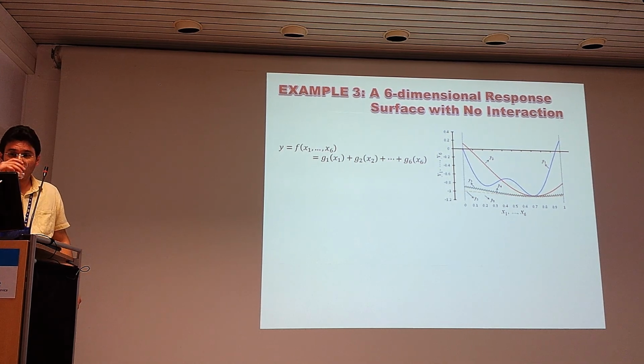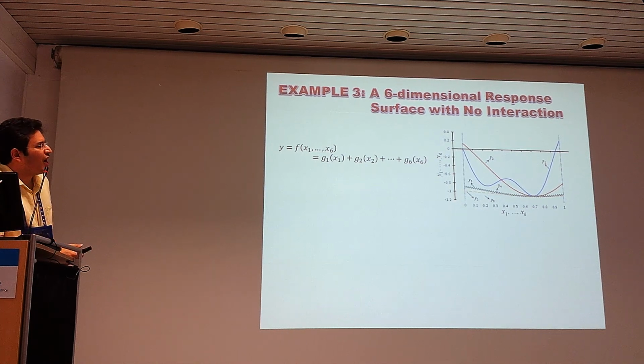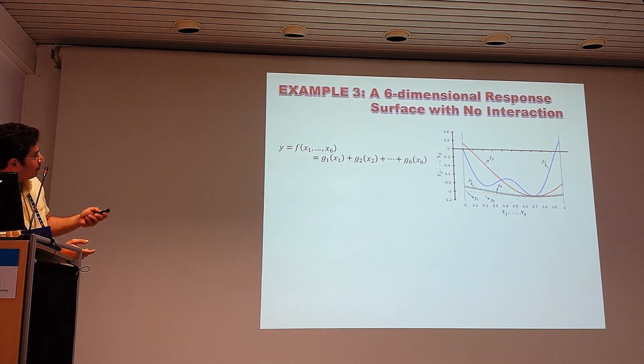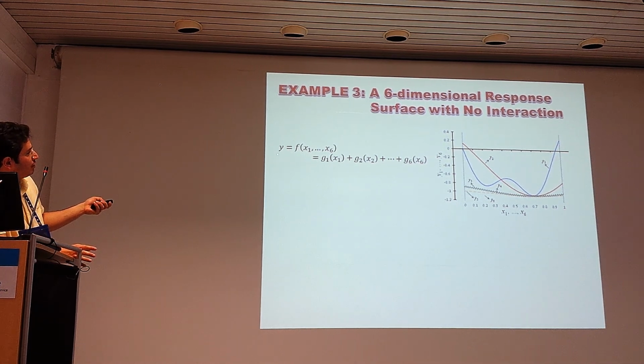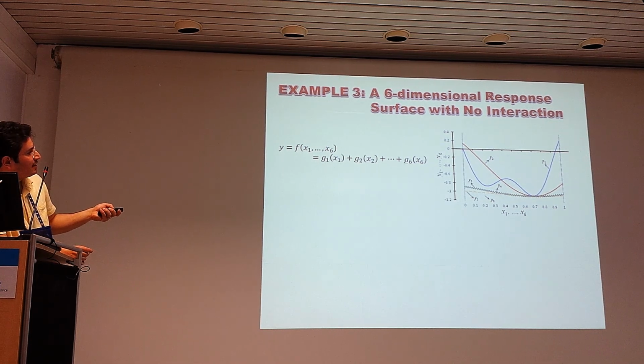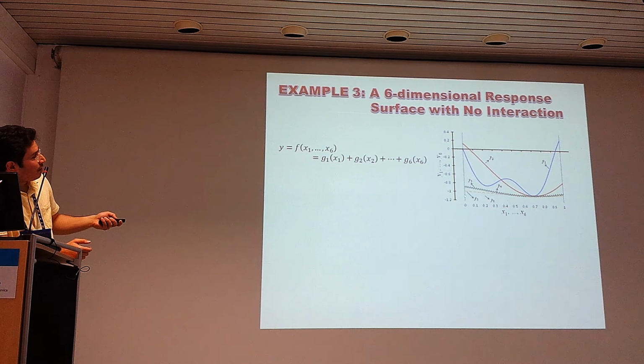A new example. So I'm carrying on to a higher dimensional problem, a response surface with 6 parameters. So I'm defining a mathematical function, y, as a function of 6 subfunctions, g1 to g6, and there is no interaction effect. The 6 functions are being added together to form the y. And here I'm showing the 6 functions.